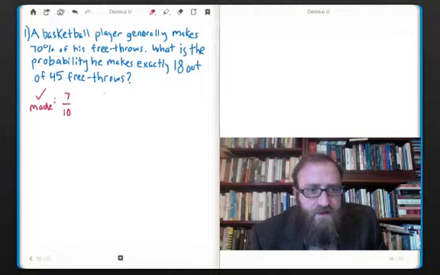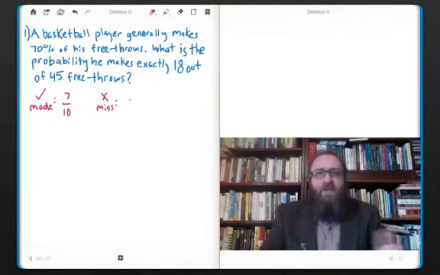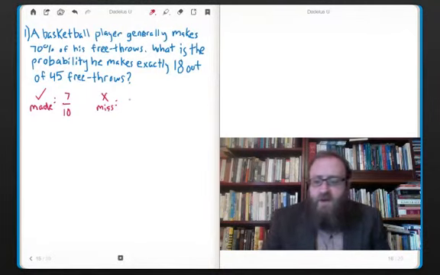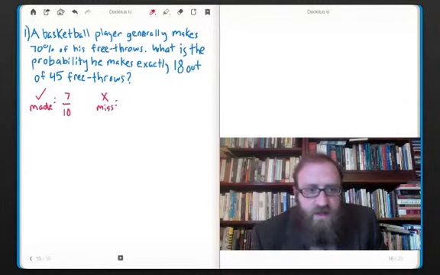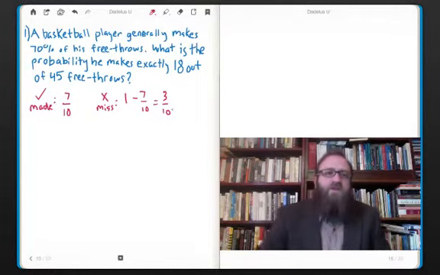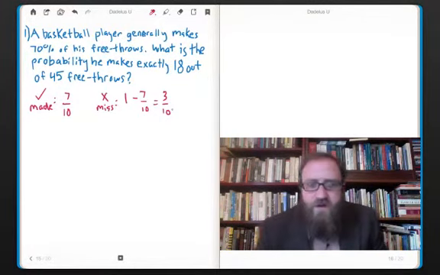We're also going to need to know the probability that this basketball player misses a free throw. So we'll put an X there, and that's a miss. And the probability for that, well, the probability of an event not happening, in other words, the probability of this guy not making a free throw is 1 minus the probability that he makes the free throw. So the probability that he misses a shot is 3/10. Pretty straightforward. Now, we have to think about all 45 free throws.